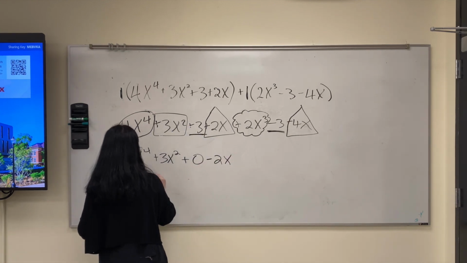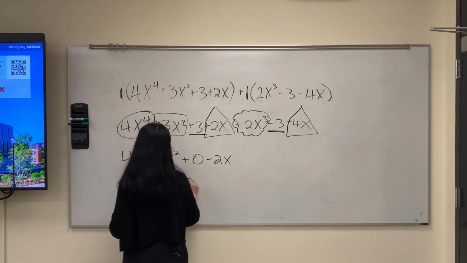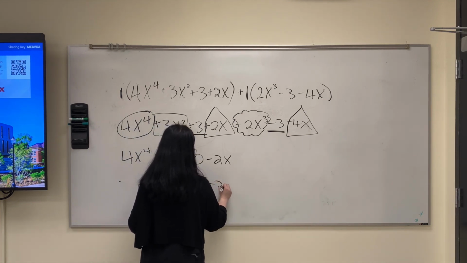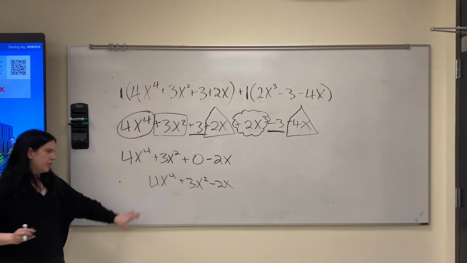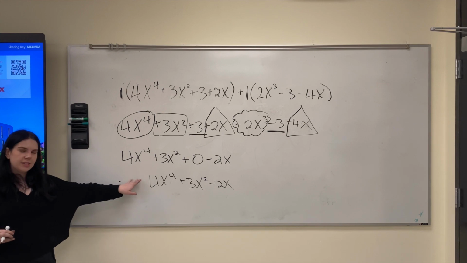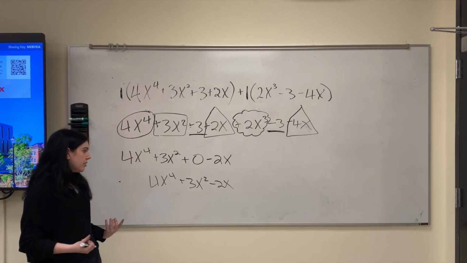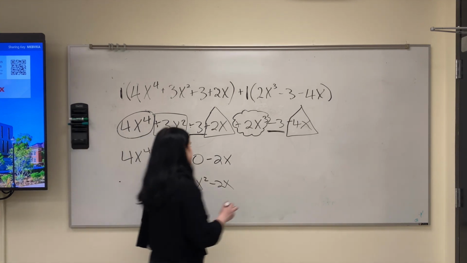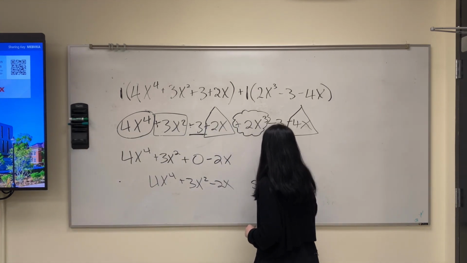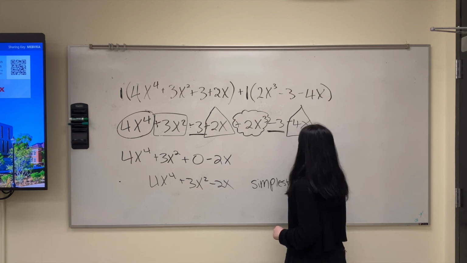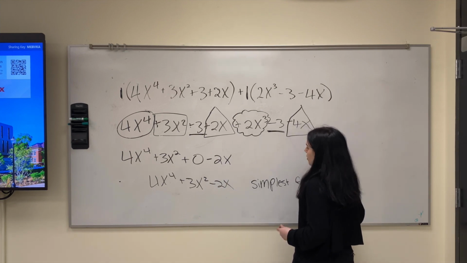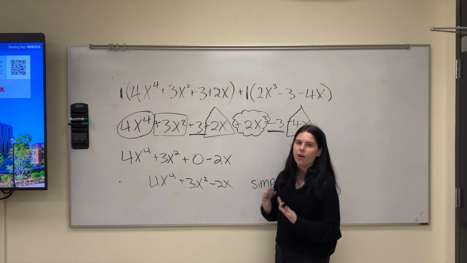And I don't need to include this 0 here, so I'm just going to write my final answer like this. The final answer should include a 2x cubed term, which I forgot to bring down from the second line. I know that this is my final answer because this polynomial is in simplest form. And I know that because it has no more like terms. We've combined all of the like terms.